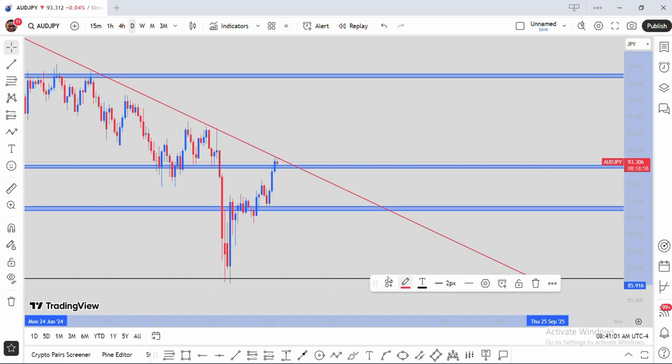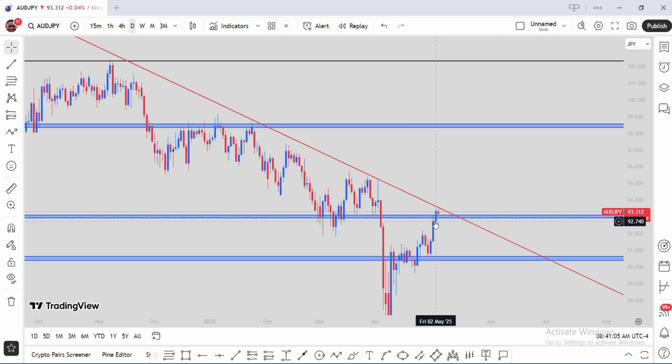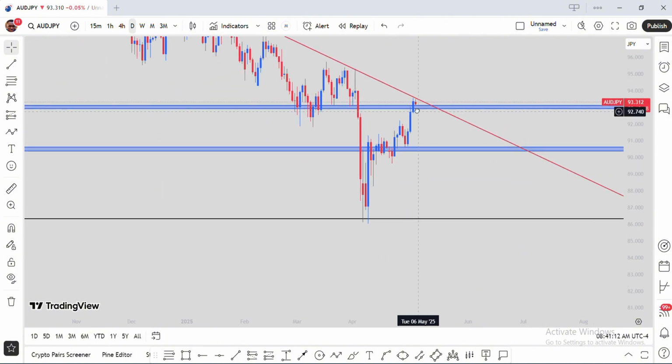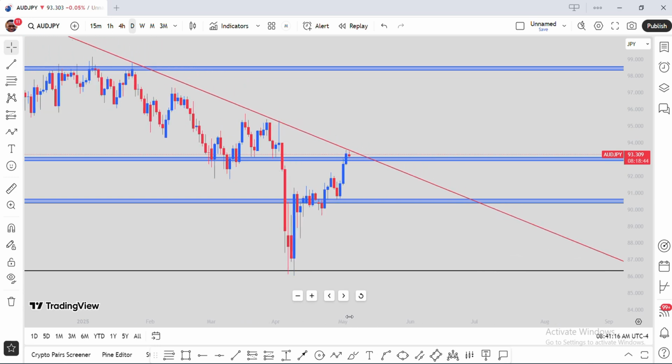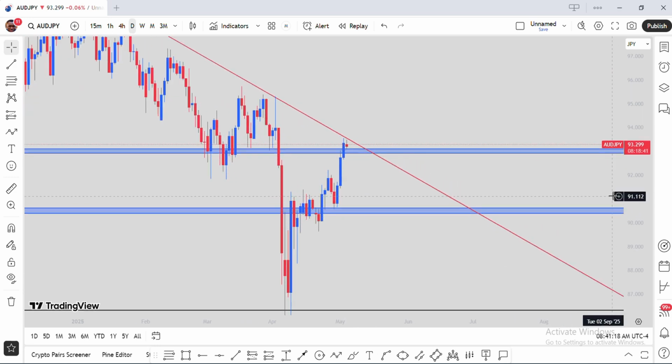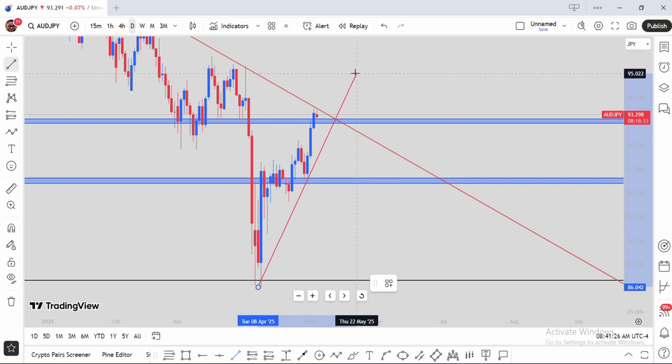If price could break it to the upside, I'll be looking for a buying opportunity after price breaks this counter trend line to the upside. So I'll be looking for a buying opportunity after price clears it to the upside. So that's just my take on AUD JPY. But if I want to be selling, if I want to get into a sell trade from here, if price could get rejected from this level and also break below this trend line, there was also a counter trend line somewhere around here.